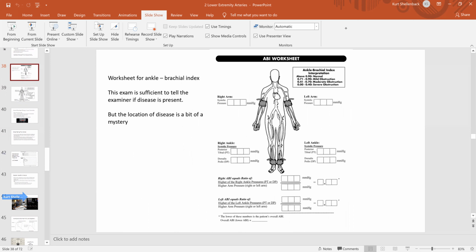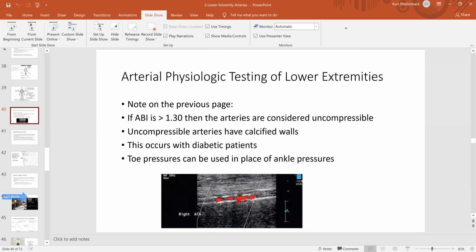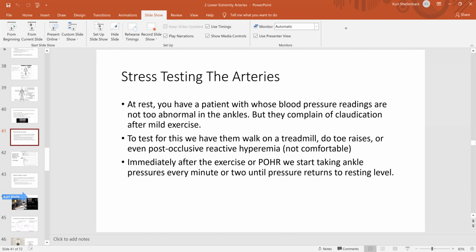Oh, I think I drew this one out for you guys already. You see that? Note on the previous page, if ABI is greater than 1.30, then the arteries are considered incompressible. Incompressible arteries have calcified walls. And you will see this, guys. This is the ATA, and the entire artery wall is filled with calcifications. Generally diabetic patients. If you really need a pressure, get a toe pressure, because by the time you get to the toe, there's no more calcifications.